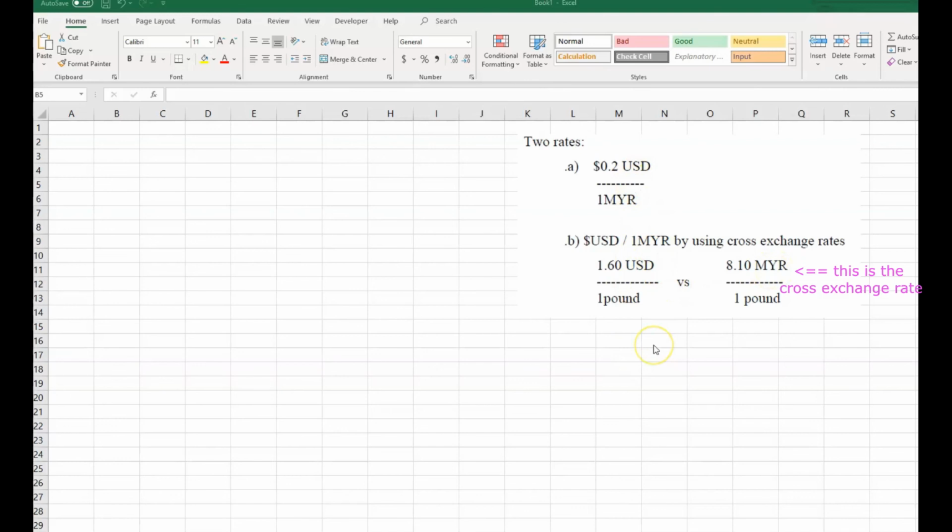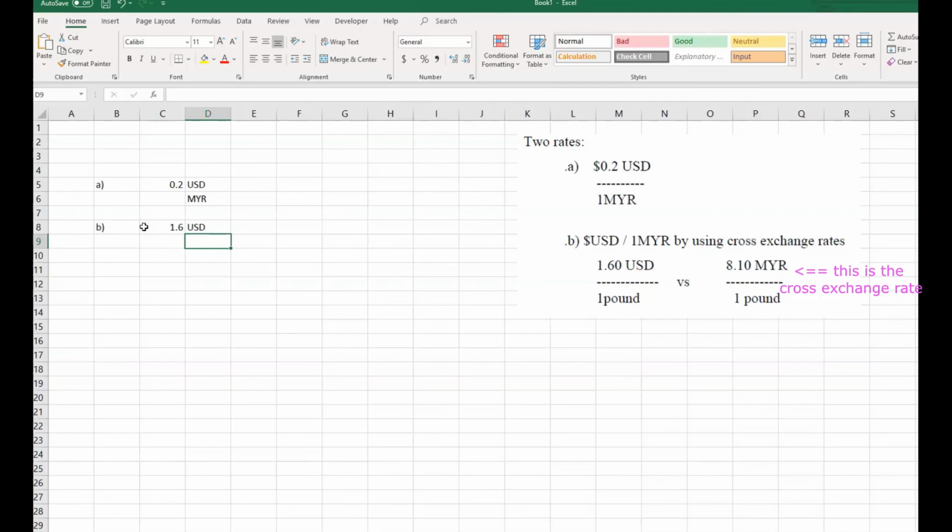The first one is the direct quote. It's USD for MYR, ringgit. So this is the direct quote. And also we have the rate between US and ringgit and the cross exchange rate between ringgit and the pound. We calculate the implied direct quote between USD and pound. Then we compare with the quoted value.